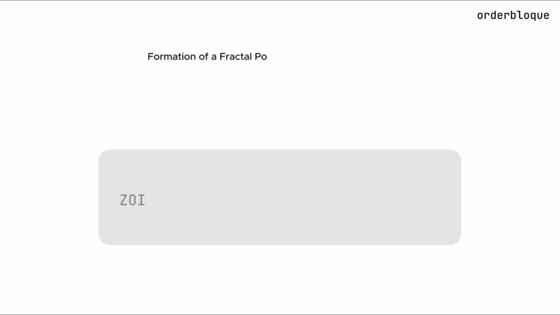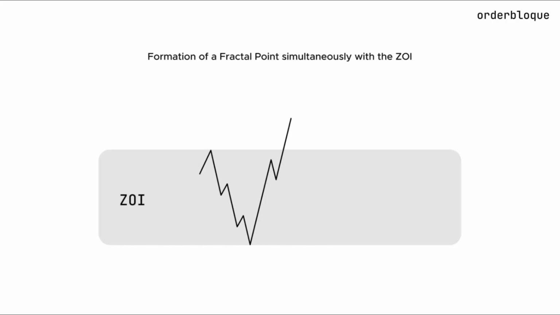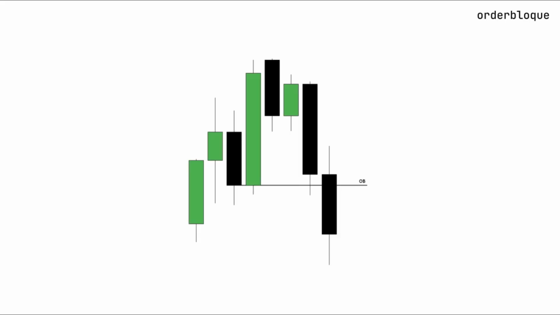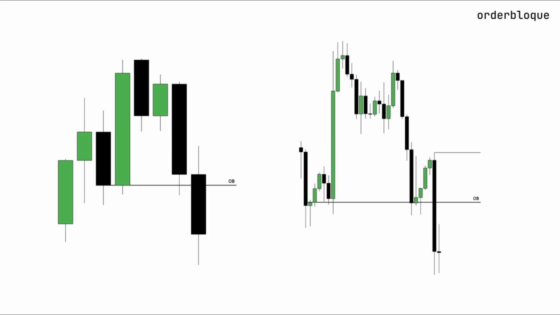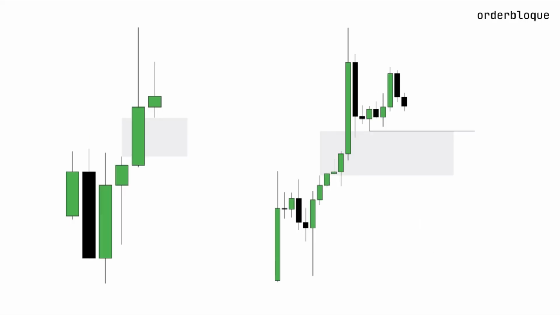There are many variations of how this can look, but we will focus on only 3 of them. The first option is the formation of a fractal simultaneously with the zone of interest. In other words, it's the initial presence of a fractal point inside, which gives a small advantage if the zone itself is instantly tested afterwards. For example, this is a daily order block, and on the 4-hour chart inside it, there is a fractal maximum that can act as a liquidity injection. This also includes cases where the fractal point itself is the lower or upper boundary of the fair value gap.